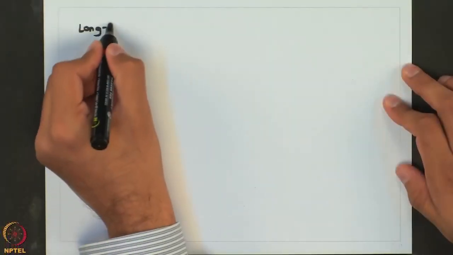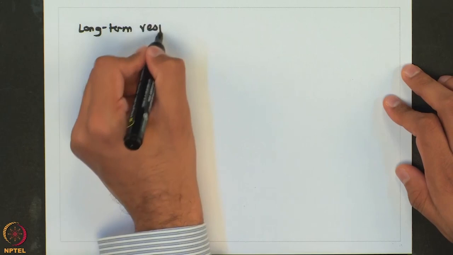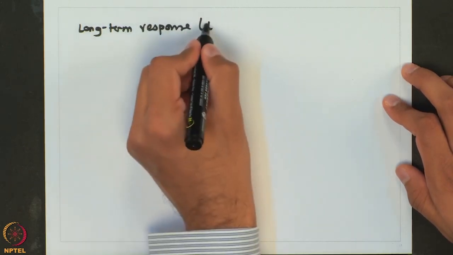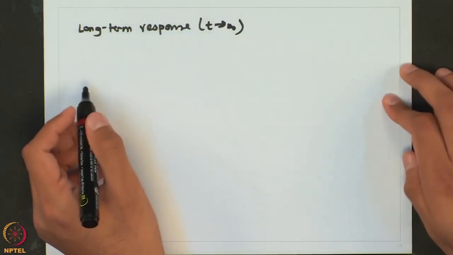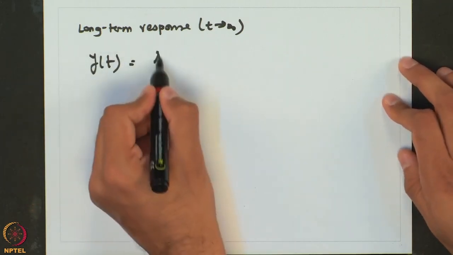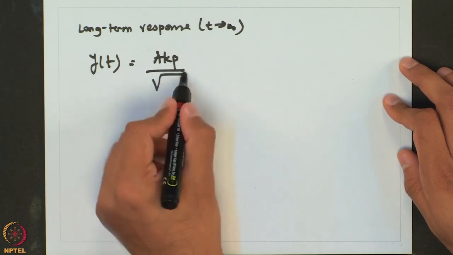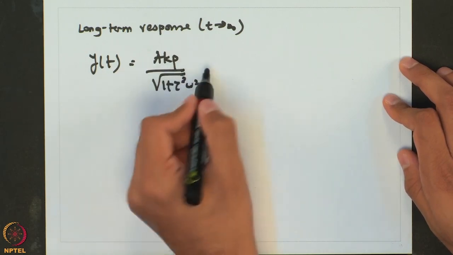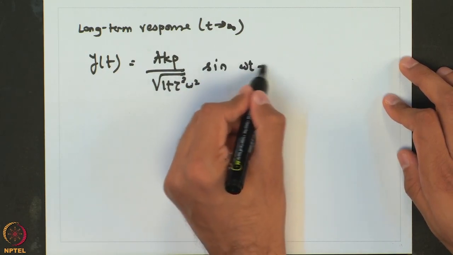So if we look at the response of this system after the initial exponential decay is over, so the long term response is mathematically time t goes to infinity. What we have is y of t is A K p over root of 1 plus tau square omega square sine of omega t plus phi.